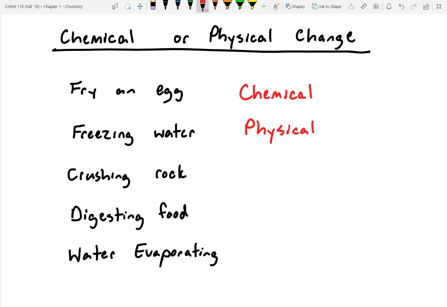All right, what about crushing rock? It's a physical change. When you crush rock, it's still rock. In fact, if you take that rock and you put it under high pressure, you can actually push it back together again into a new rock, right? So this would be a physical change.